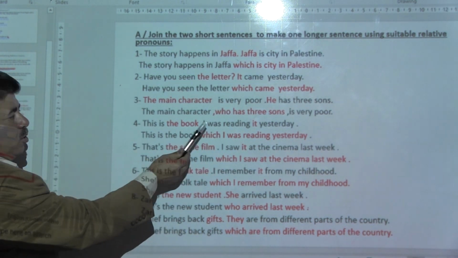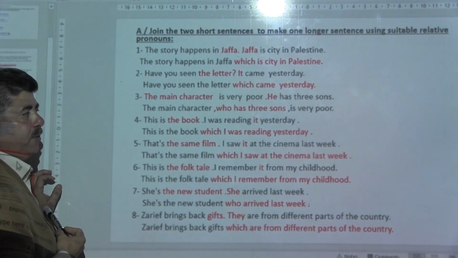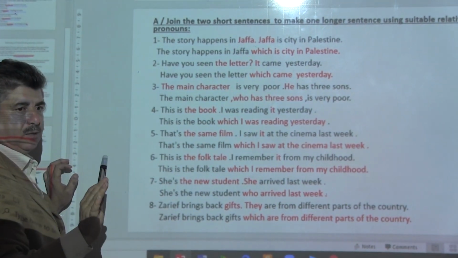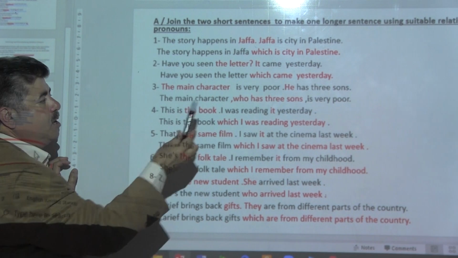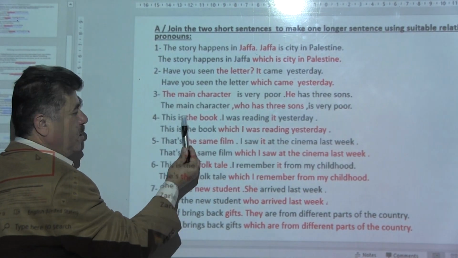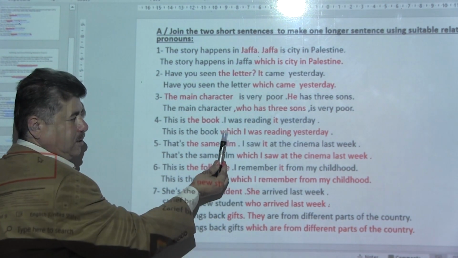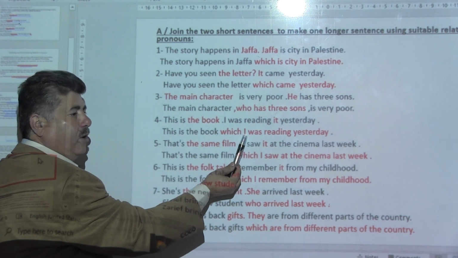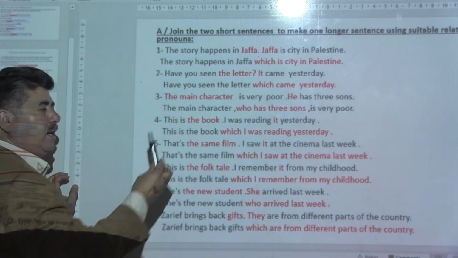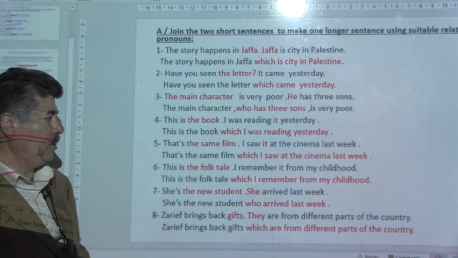I can't replace who with that in this case. This is the book. I was reading it yesterday. It here refers to the book. Again, it's an object. This is the book, the first sentence as it is. Don't make any changes in the first sentence. Now replace it with which because we are talking about a book, not a person. This is the book which I was reading yesterday. Notice that which here is followed by a pronoun. This means that we are talking about an object. In this case, I can leave out which. I can say, this is the book I was reading yesterday.